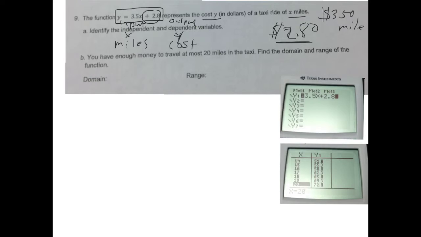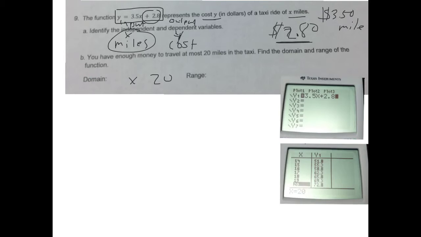But most of them do have two separate fees. Part B says you have enough money to travel at most 20 miles in the taxi. So miles are our x, so at most is 20. So we're starting our domain over here. We know that it's going all the way up to 20.